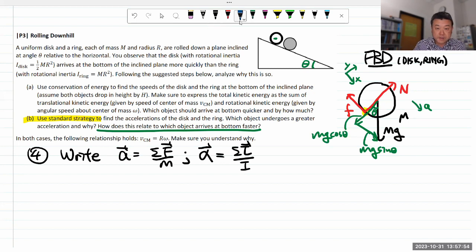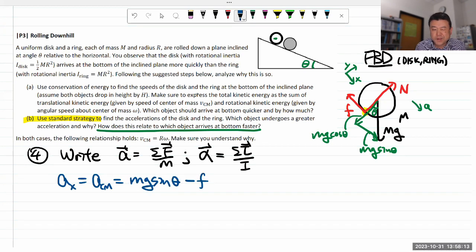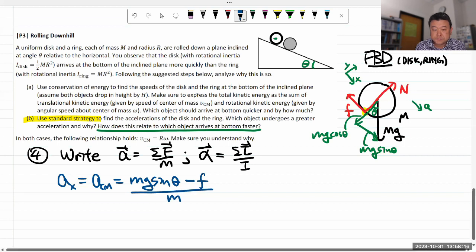So let's write this out. I have acceleration in the x direction, which is actually the acceleration of the center of mass. That's going to be equal to net force, so mg sine theta minus the friction force, divided by mass.